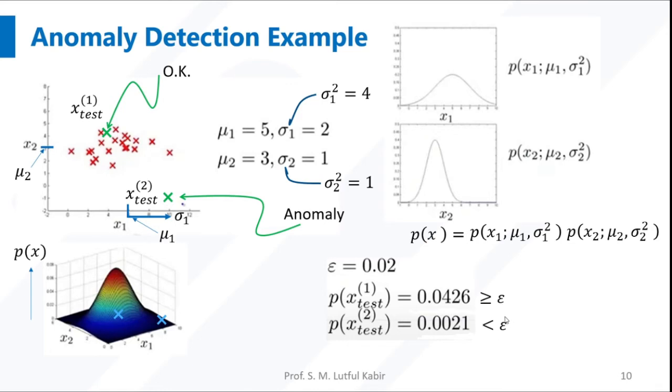And that's why we call this point an anomaly point. So this is the boundary line which encompasses the good points. The point outside this boundary is an anomalous point, and this is evident from this probability function. If we find out the probability of this point, you will get a value smaller than 0.02. That's why we call it an anomaly point.